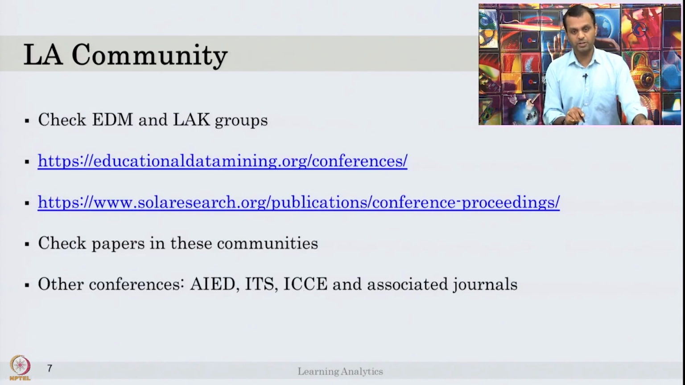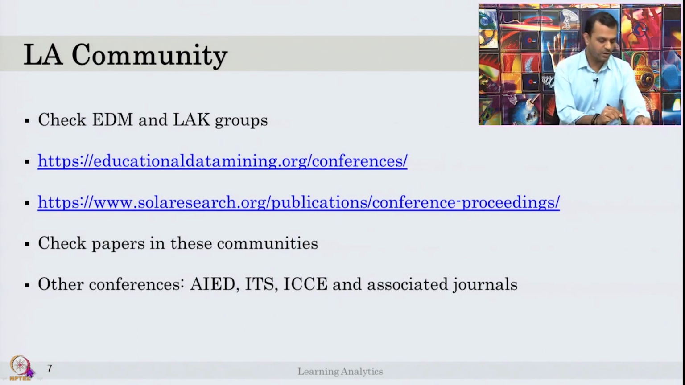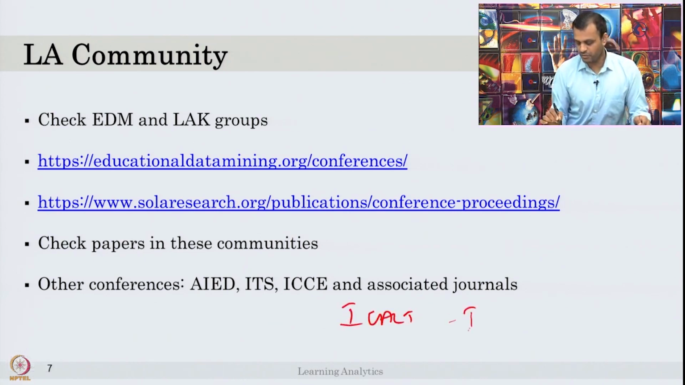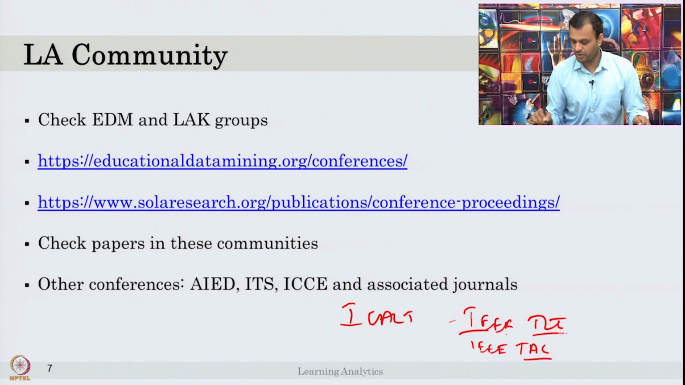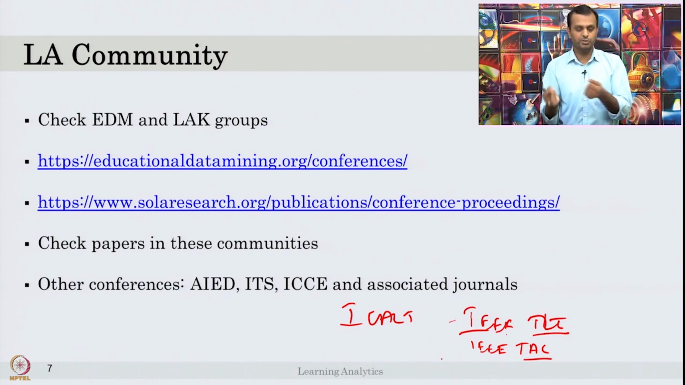So check this website also, the International Conference on Computers in Education. Each of these has its own associated journal, like IJAIED, IEEE TLT, JEDM, the Journal of Educational Data Mining, or the LAK journal. There is also a good conference called ICALD. There are IEEE transactions on affective computing, and transactions on learning technology. There are a lot of associated journals. When you look at a conference, you can get the associated journal names.